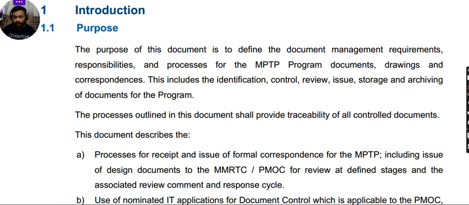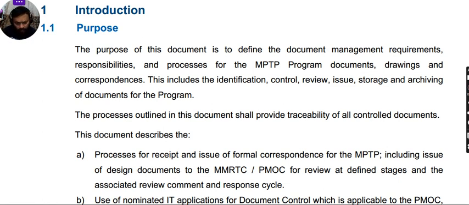So like this, we are going to control documents, and this document describes the processes for receipt and issue of formal correspondence for the MPTP. This includes issue of design documents to the MMRTC or PMOC. MMRTC is my client before in one country, and PMOC is Program Management Office Consultant, and it is for their review at defined stages and the associated review comment and response cycle.